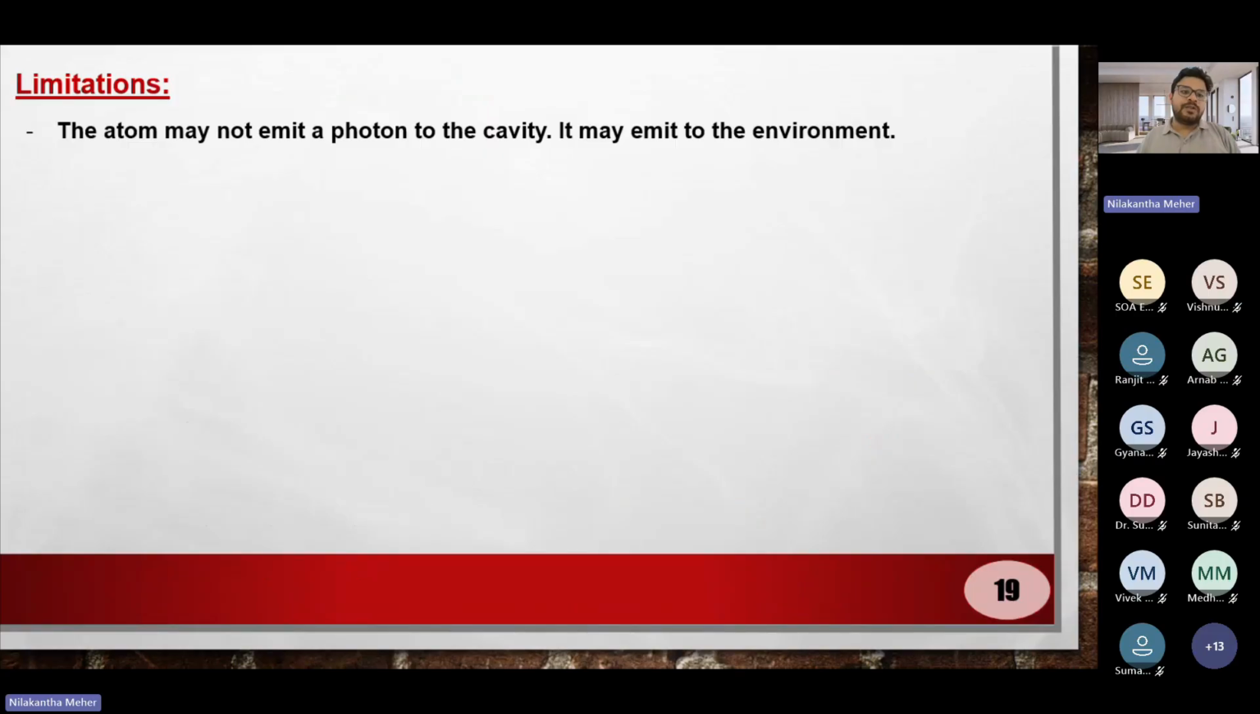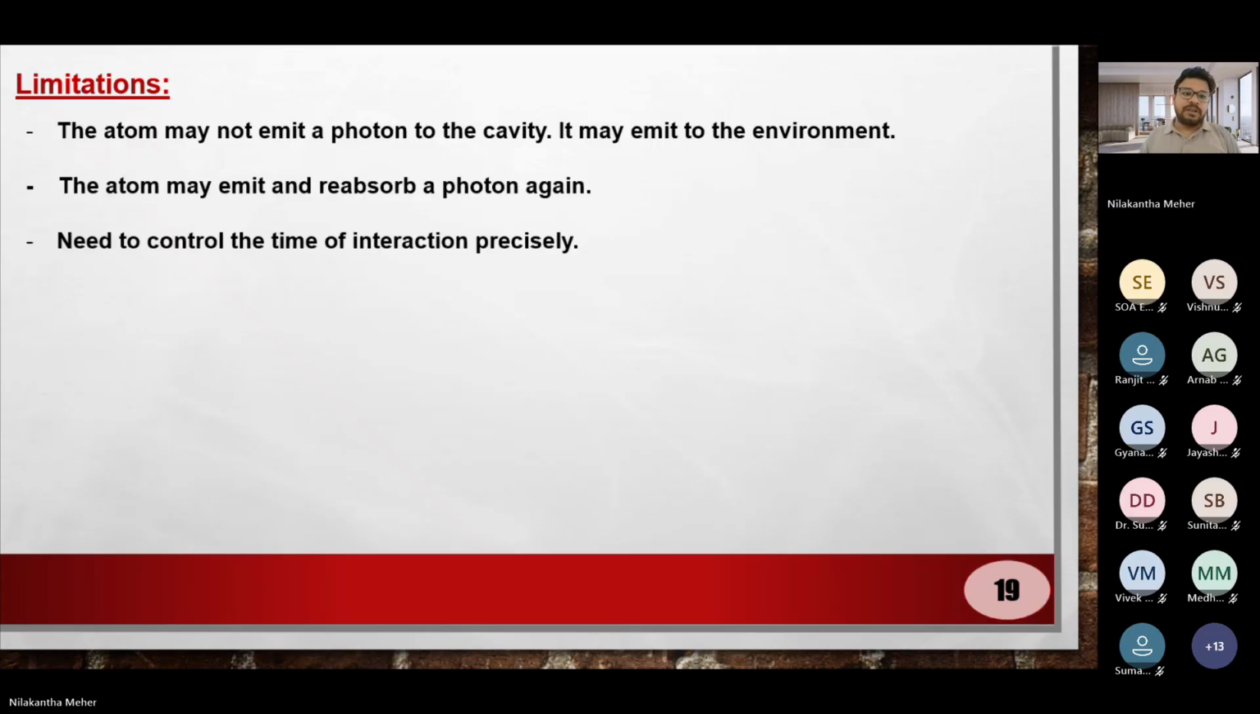So what are the limitations here? One limitation is that the atom may not emit the photon into the cavity, it may emit it into the environment. In that case, we will think that we are preparing n photons, but it may be n minus 1 or n minus 2 photons, because we have already lost the photon to the environment. Another issue is that the atom may emit and reabsorb a photon again, so we may not detect the atom in the ground state. Also, you need to control the interaction time precisely, since the atom is traveling through the cavity. Only then can you prepare these Fock states.